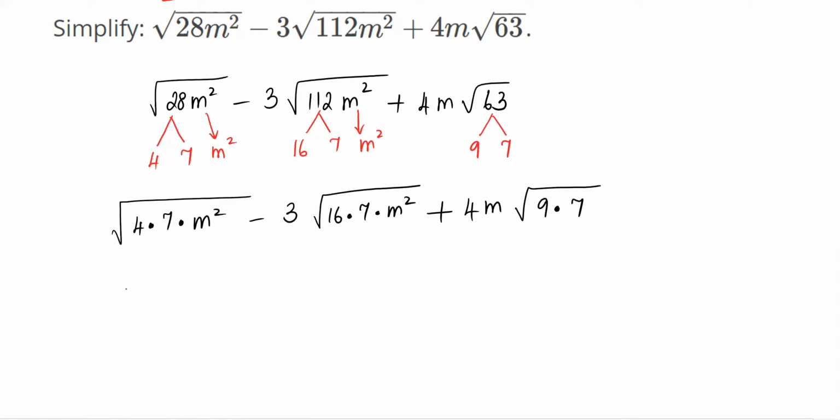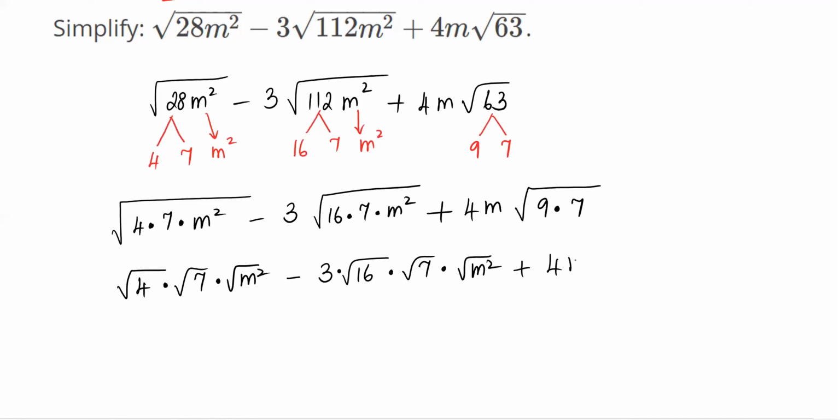Okay, now let's split them individually. Square root of 4 times square root of 7 times square root of m squared minus 3, and then we split. Okay, times square root of 16 times square root of 7 times square root of m squared plus 4m is outside. That times square root of 9 times square root of 7. Okay, we split them all individually. So now that square root of 4 is a 2 times square root of 7 cannot be simplified further, right? 7 is a prime number, so you really can't split it any further.